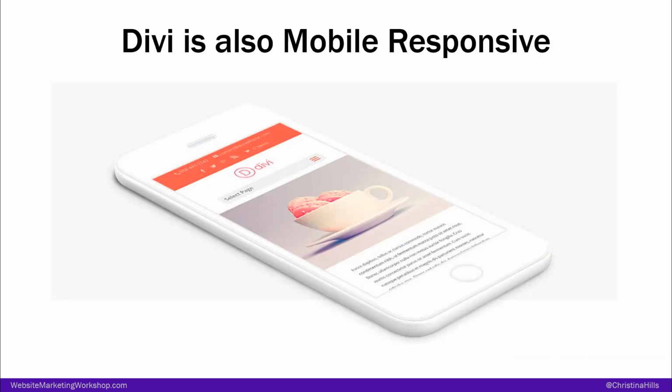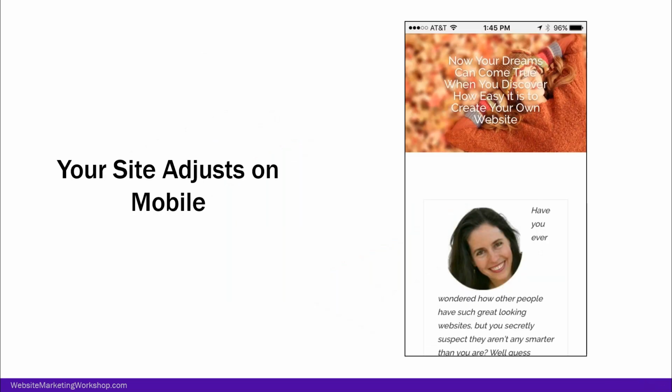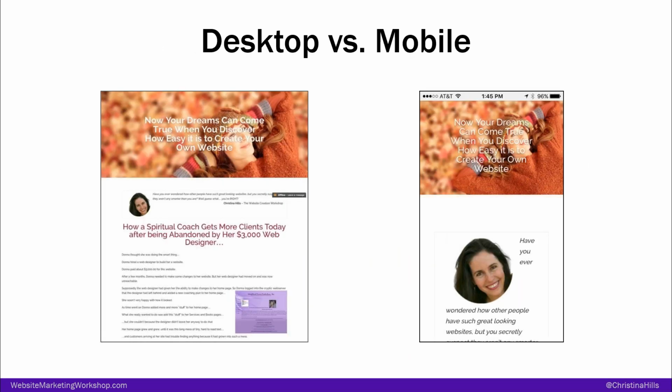Divi is also mobile responsive. So you don't have to worry about whether it is mobile responsive or not. Your site is going to adjust on mobile. Here is the desktop version of this site, and on the right side is the mobile. What it does is it just adjusts for you.